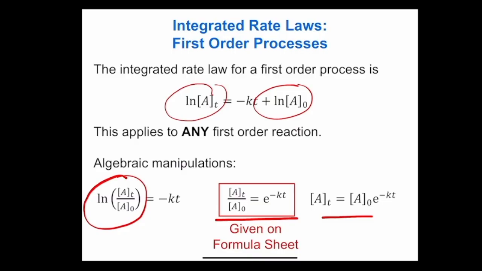If I care about maybe a0 or the ratio only, I don't have numerical values, the middle is awesome. This last one, if I really want to know a at time t, but I've got all the other stuff, this one is convenient. You are given the middle one on your formula sheet, so you should be able to manipulate between all three, okay?